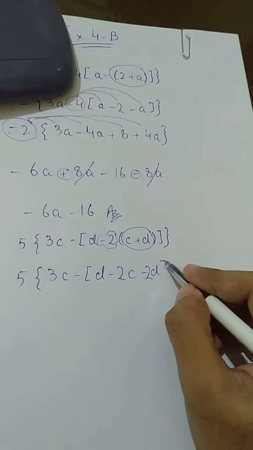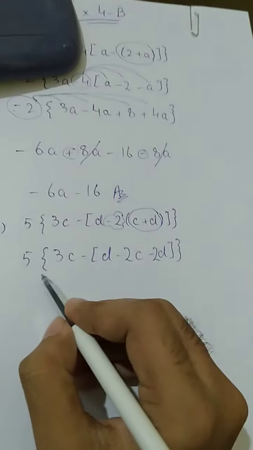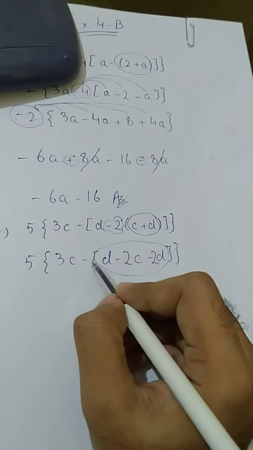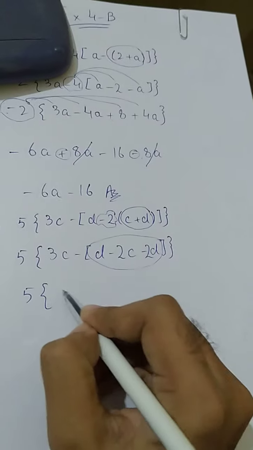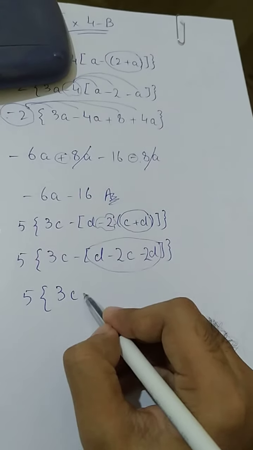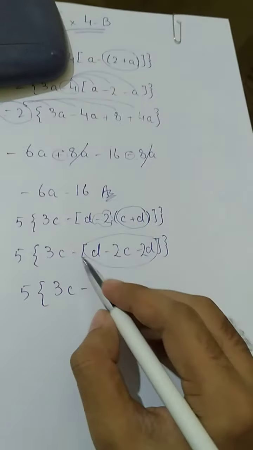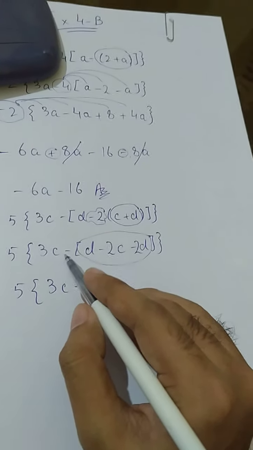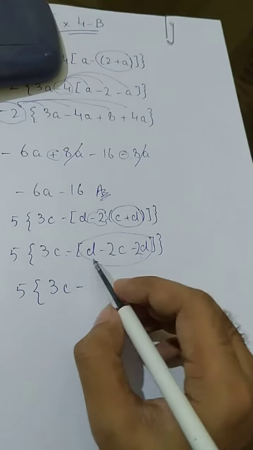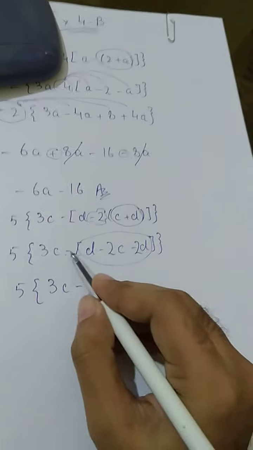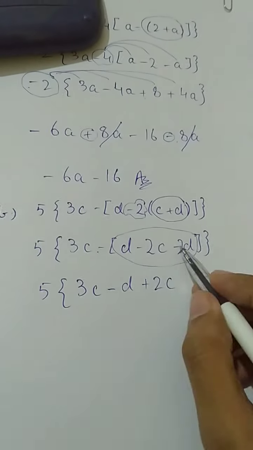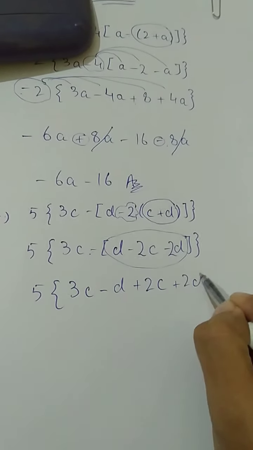2d. Now the two brackets will be written as they are. Now again, this is my second bracket, so I will write all the way to this bracket: 5, 3c, minus sign, and I will stop here. Now as the minus sign is written immediately outside the bracket, minus will multiply with each and every value inside the bracket. So minus with d would be -d, minus plus 2c, minus again plus 2d.